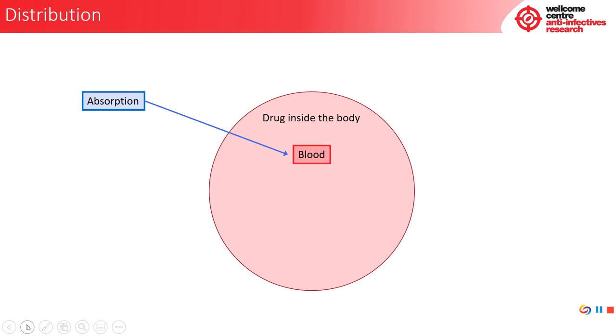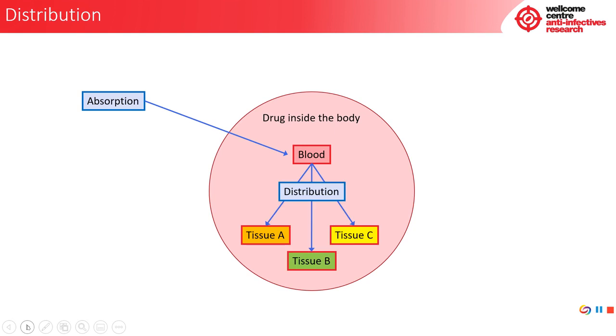Distribution can be visualized as shown in this slide, where a drug is absorbed into the body. It goes into blood and it can go from blood to tissue A, tissue B, or tissue C and be distributed forward and backwards between the central compartment and the various tissues. This process is what distribution is. But equally, the drug can be in blood and be eliminated irreversibly. This will be clearance.